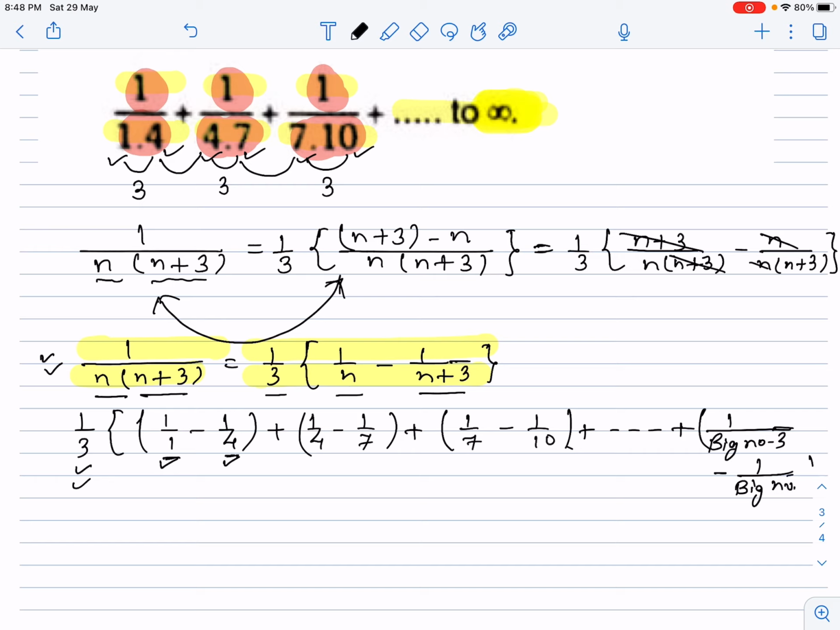So now let's see what all things may get cancelled over here. Minus 1 by 4 will get cancelled with plus 1 by 4, minus 1 by 7 with plus 1 by 7, minus 1 by 10 with plus 1 by 10, and minus 1 upon big number minus 3 with plus 1 upon big number minus 3. So what about 1 upon big number? This would be similar to 0. I would nullify it, because 1 upon a very big number is not exactly equal to 0 but similar to 0. So what would be remaining over here? 1 by 3 multiplied by 1 would remain. That is 1 by 3, the final answer for this question.